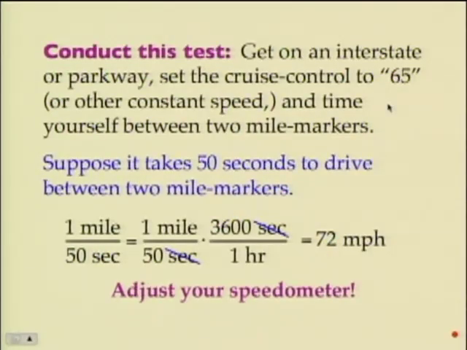That's an indication that if you were driving a constant 65 and you ended up with a 72, you're actually driving 72 miles per hour. You need to work on getting that speedometer adjusted, or at least just learn what is 65 miles per hour on your speedometer so that you don't get that ticket and mess up.